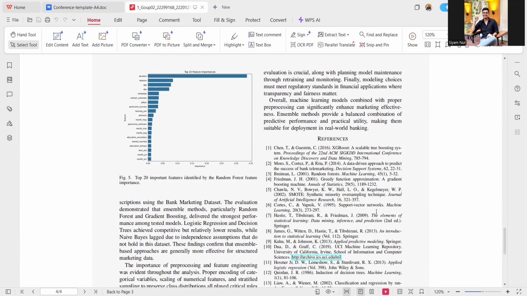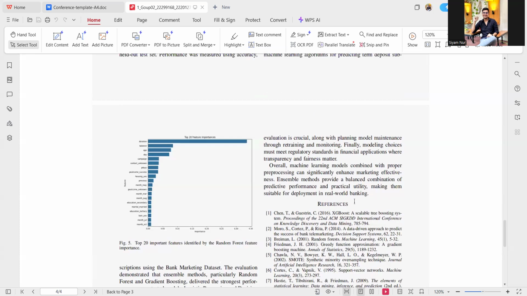In conclusion, machine learning is transforming the way banks approach marketing by leveraging powerful ensemble methods and implementing solid pre-processing techniques. Financial institutions can significantly enhance their marketing strategies, reduce operational cost, and improve customer satisfaction.